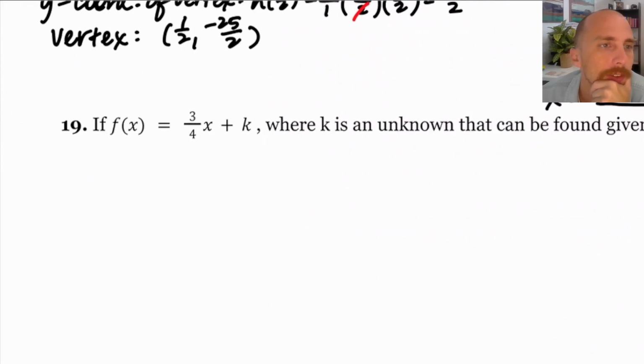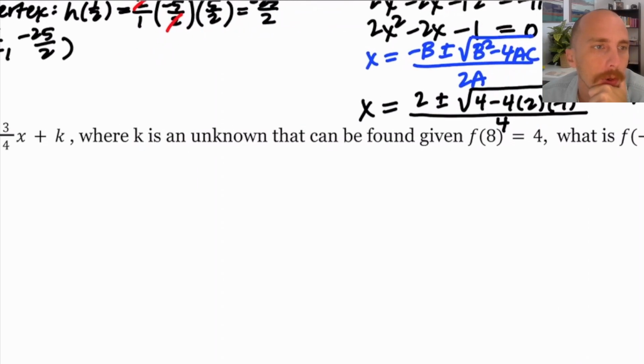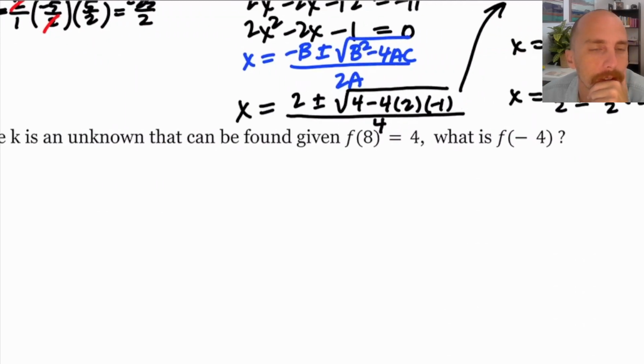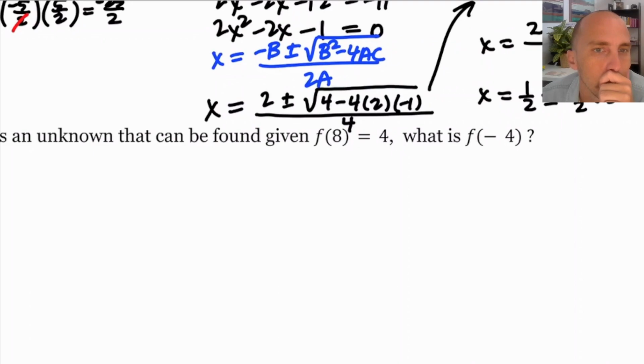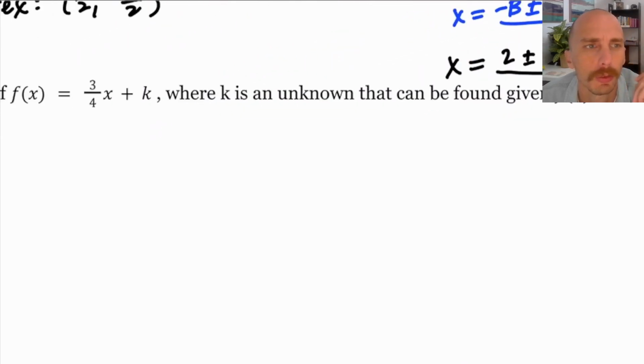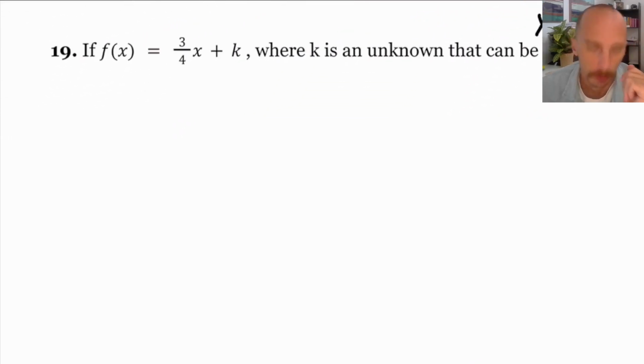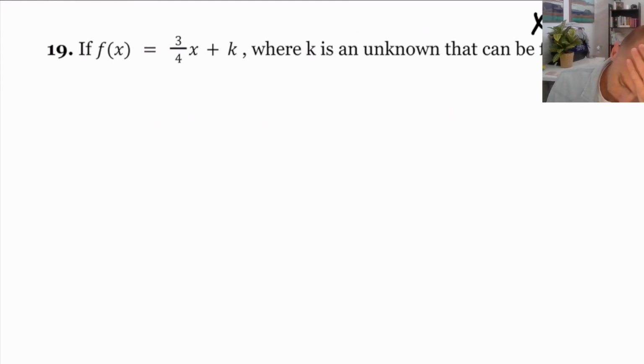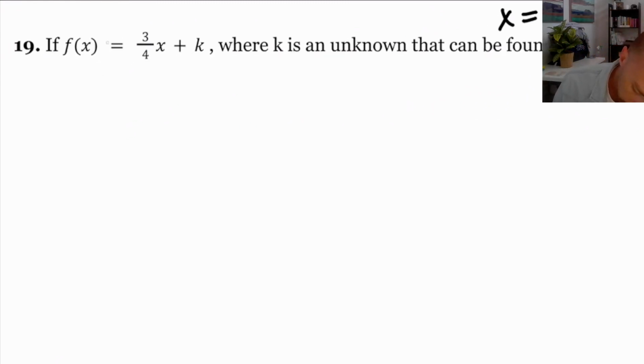And then, okay, if f of x is 3/4 of x plus k, where k is an unknown that can be found given f of 8 equals 4, what's f of negative 4? Okay, we've done this problem many times. Okay, so what was it? F of 8 equals 4. So I'm going to use that information to find the value of k.